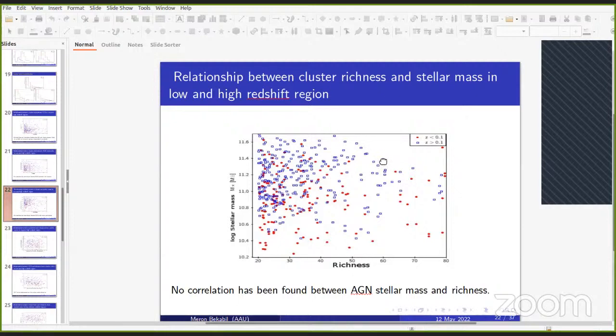When you come to the relationship between the cluster richness and the stellar masses, this is for low redshift and high redshift. The distribution is different, so they are in different places. Most of them are at high redshift, located within massive. The low redshift goes to around here. So we cannot say that a clear or significant relationship can be seen. There is no relationship between them.